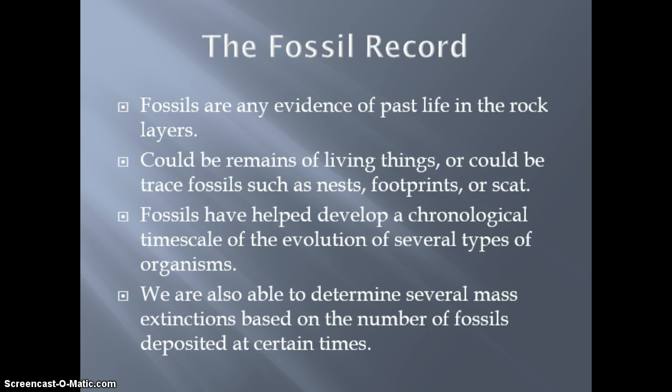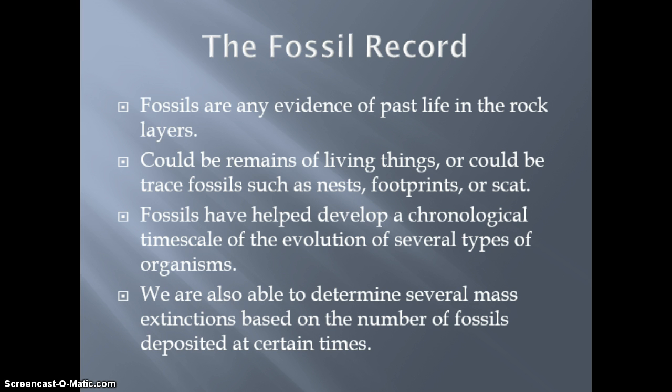So the first part is the fossil records. Fossils are any evidence of past life in rock layers. They could be the remains of living things, or they could also be fossils that include nests, footprints, scat, feces, that type of thing. Fossils have developed a chronological timescale of evolution of several types of organisms. So basically we can look at these fossil records and look at the organism in its current state today and see this progression, this evolution for it.